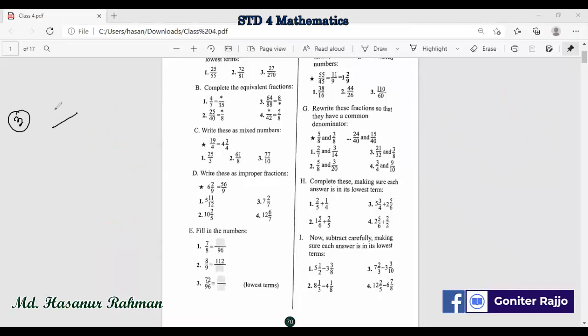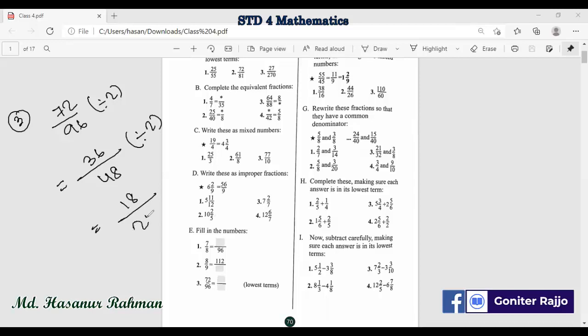Now, number 3. Number 3 says 72 divided by 96. We have to convert this one into lowest terms. That means we have to reduce this fraction. So how can we divide? We can divide both by 2. Why? Because 72 and 96 are both even numbers. 72 divided by 2, that is 36. 96 by 2, that is 48. Okay, very simple. Again, we can divide 36 and 48 by 2. Then we will get 18 and 24. Again, we can divide it by 2. Then we will get the upper one should be 9.